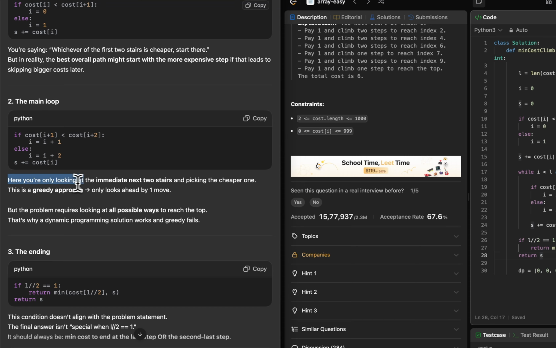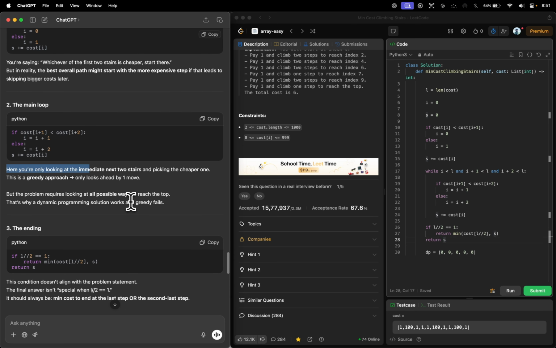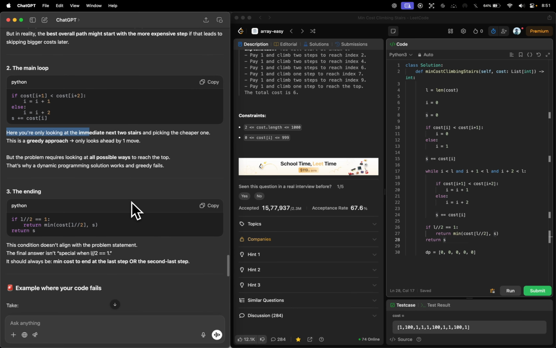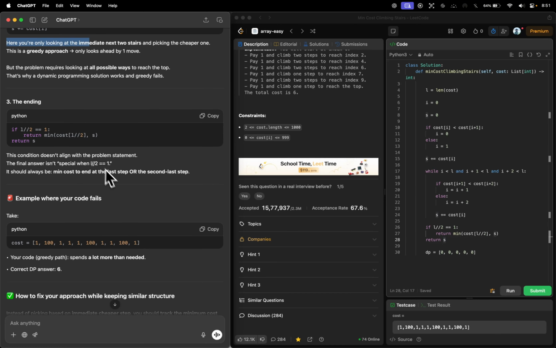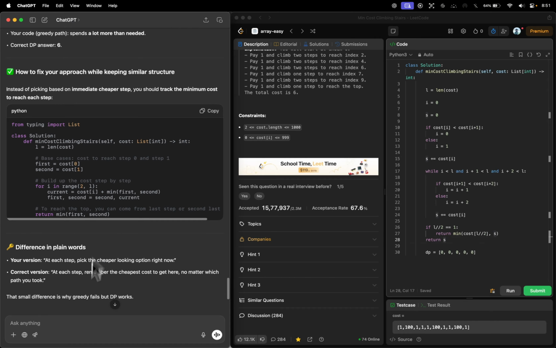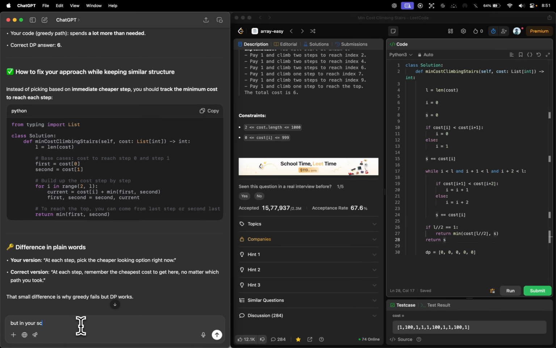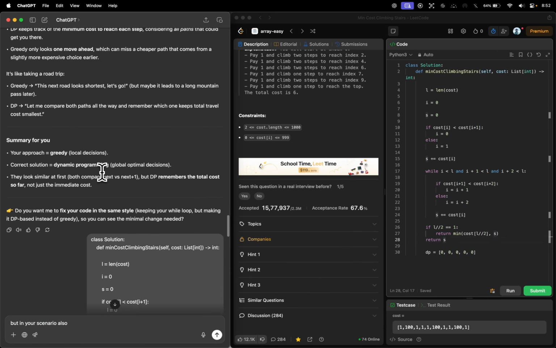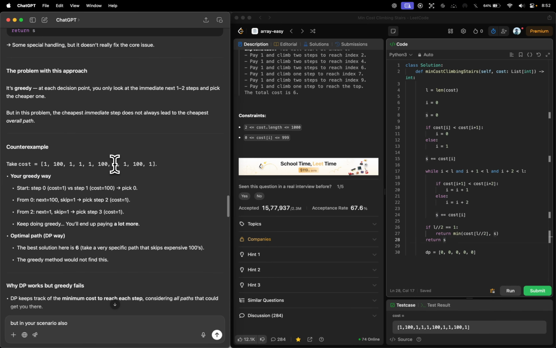However, if you're looking only at the immediate next step, picking the cheaper one, this is the greedy approach. It only looks ahead by one move, but the problem requires all the possibilities to reach the top. That's why greedy fails. The ending condition does not ignore the problem. But in your scenario also, what is that?